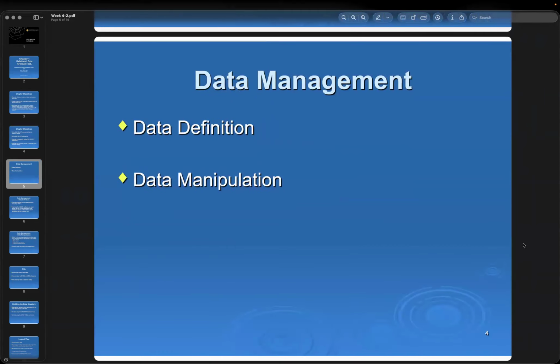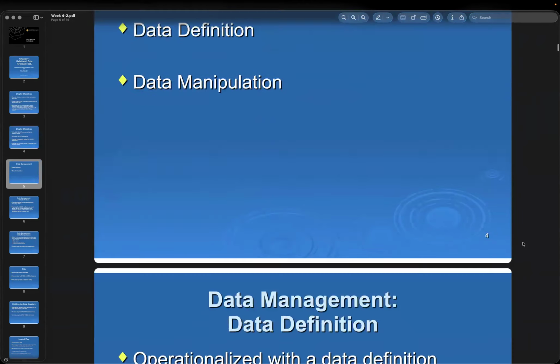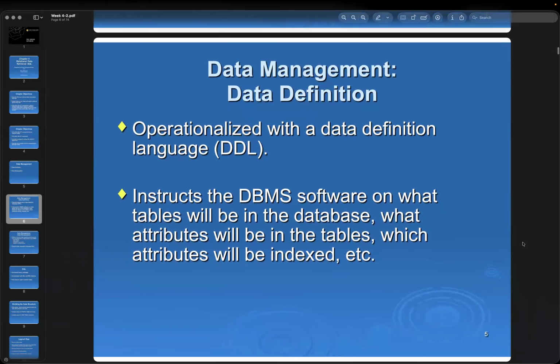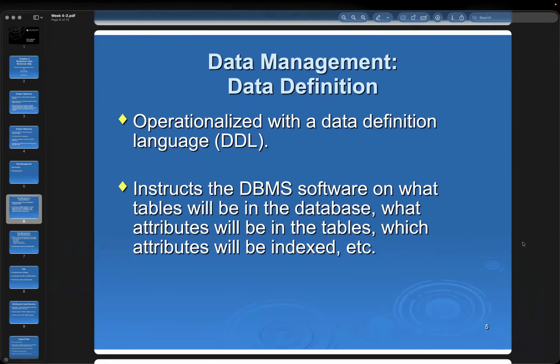We go through data management from our previous lecture. There are two types of management we're going to do: data definition and data manipulation. The definition is operationalized with the data definition language, which we call DDL. It instructs the DBMS software on what tables will be in the database, what attributes, that means the columns, will be in the tables, and which attributes will be indexed, etc. All this is the data definition.